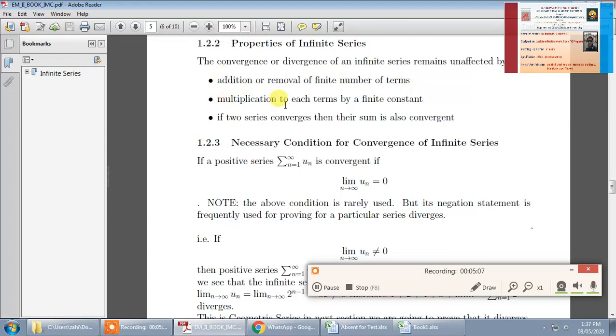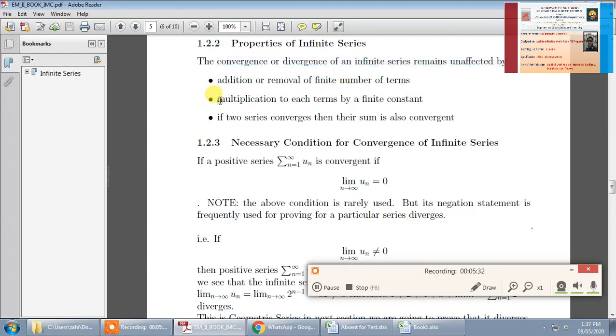Even if you multiply each term by a finite constant, even in that case the convergence and divergence of the series is unaffected. It means if the series before addition or removal is convergent, then after adding or removing some finite terms, still it will be convergent. And the same is the case for divergent.